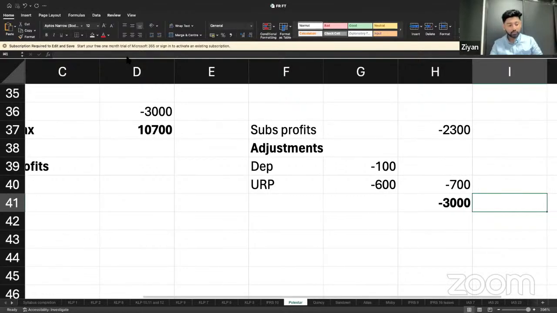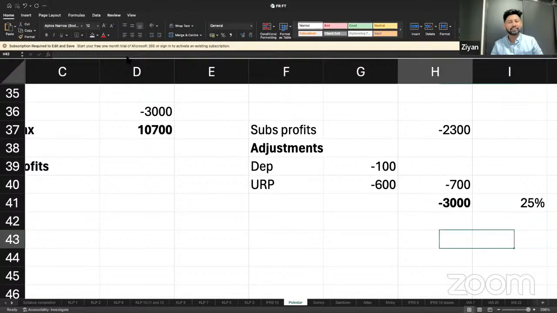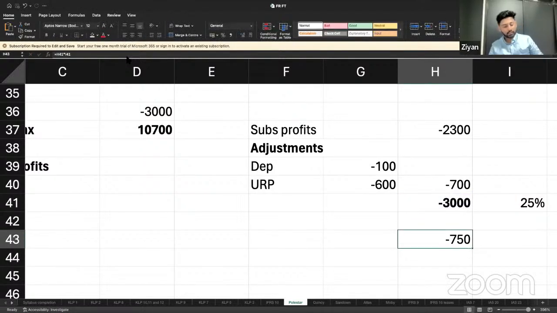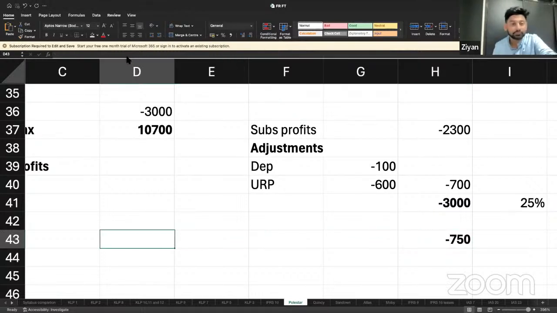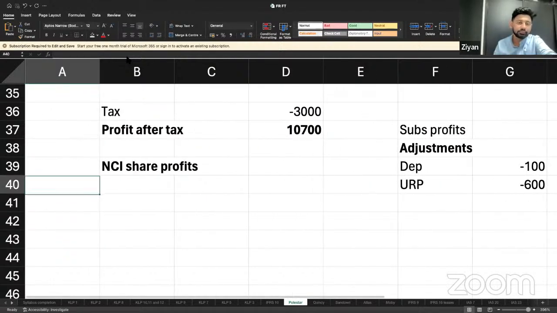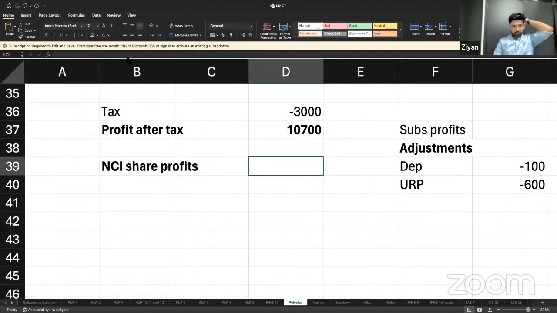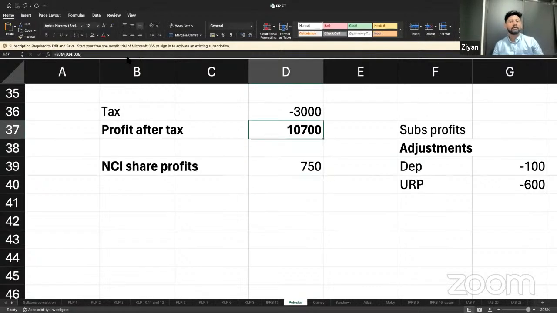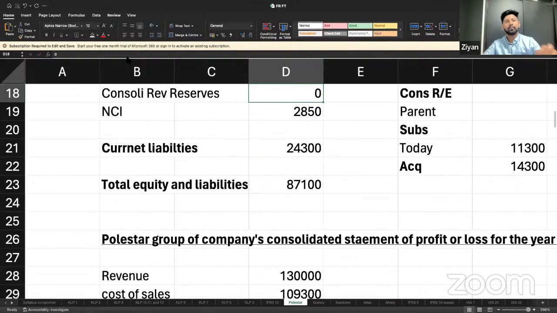In that, how many percent are we acquiring? NCI, 25%. We are acquiring 75%, but NCI is negative 150. Are you clear? Therefore, NCI negative, meaning technically your parent's profit is minus 750, so equals 750. There you go. We're done.